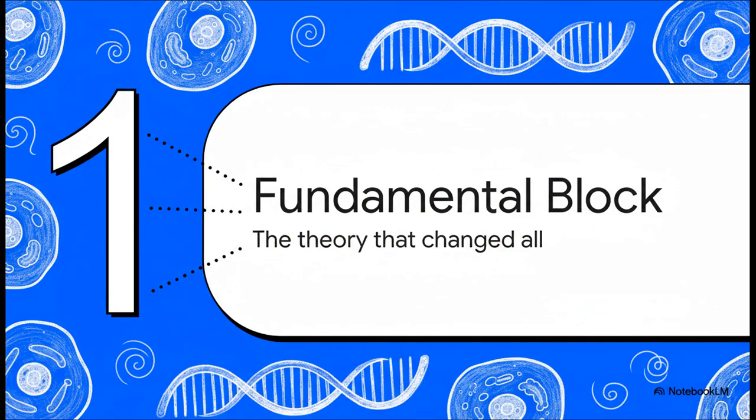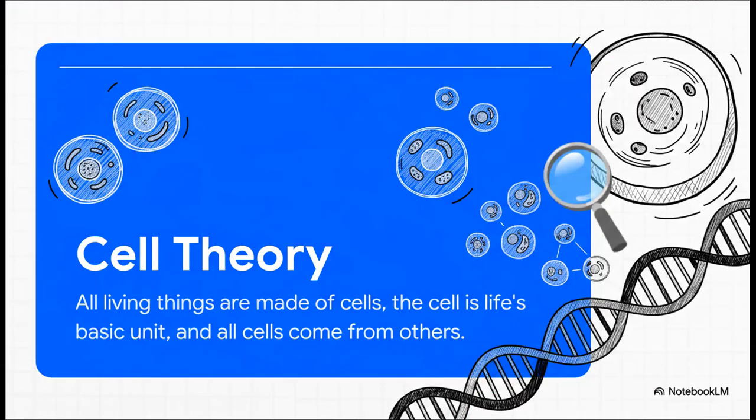Okay, let's dive right into our first stop. This is the foundational idea, the one that underpins, well, pretty much all of modern biology. This theory completely changed the game. It's called cell theory, and thanks to some brilliant minds like Schleiden, Schwann, and Virchow, it boils down to three core ideas. 1, if it's alive, it's made of cells.